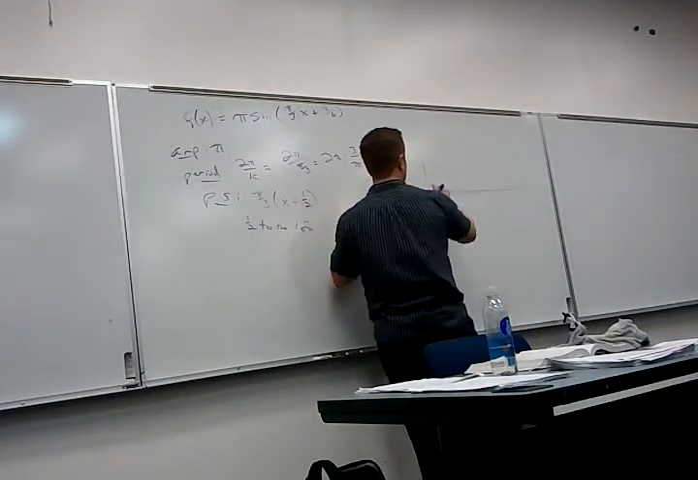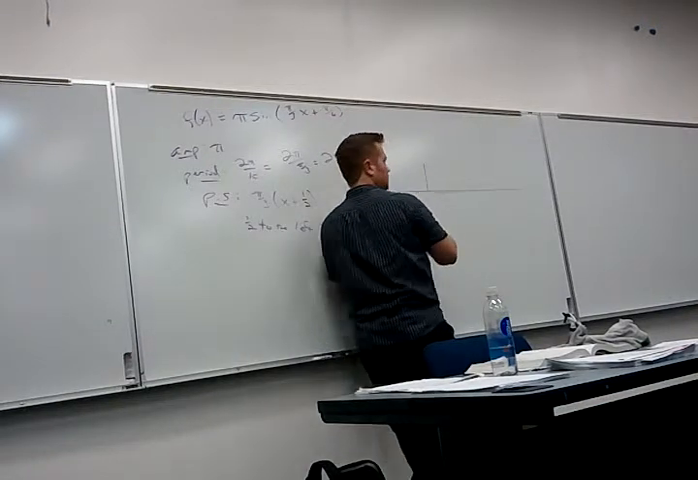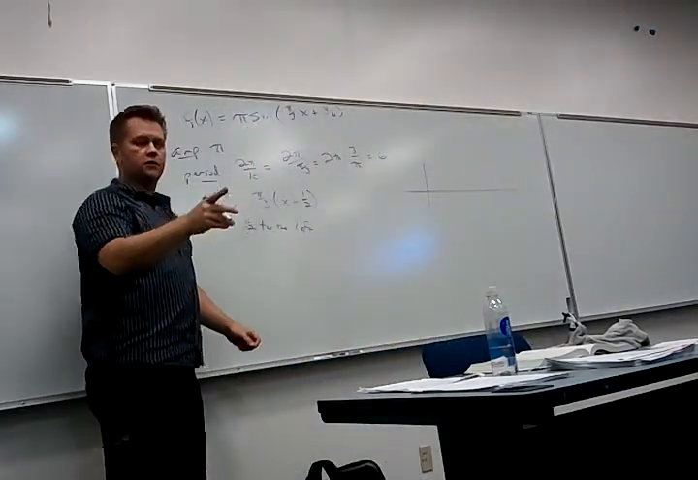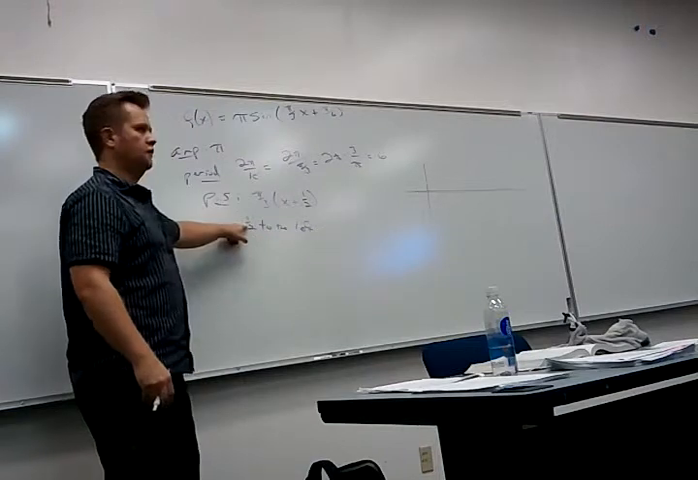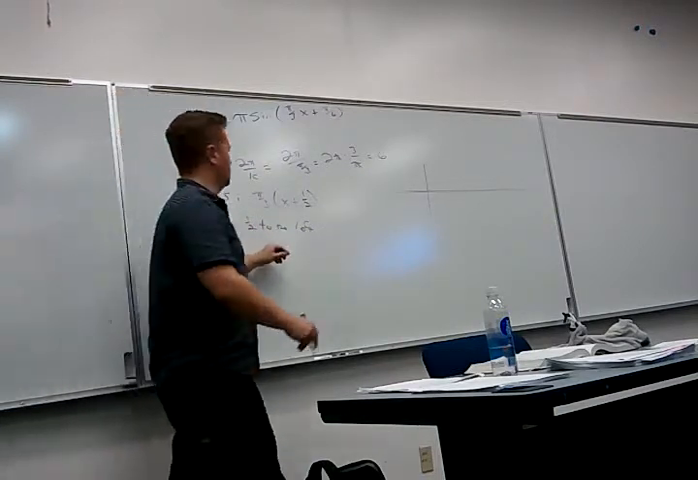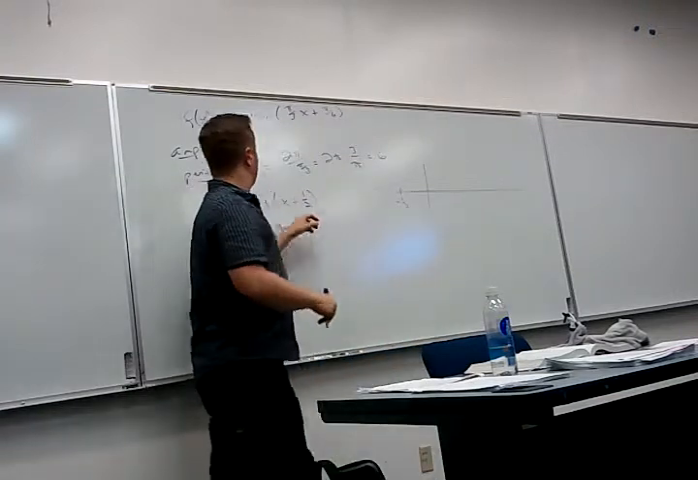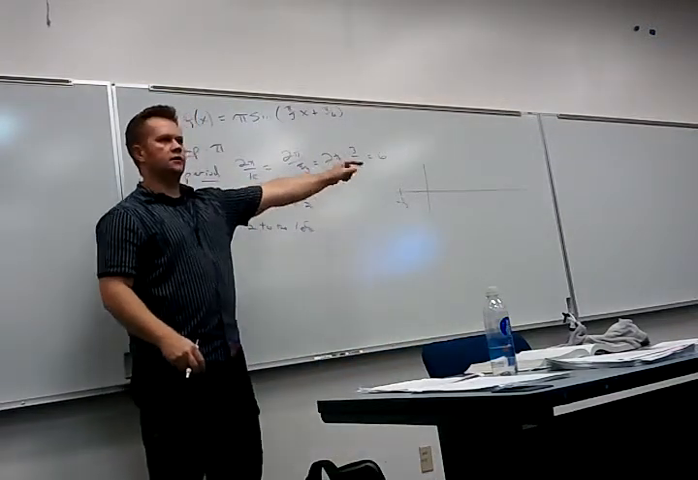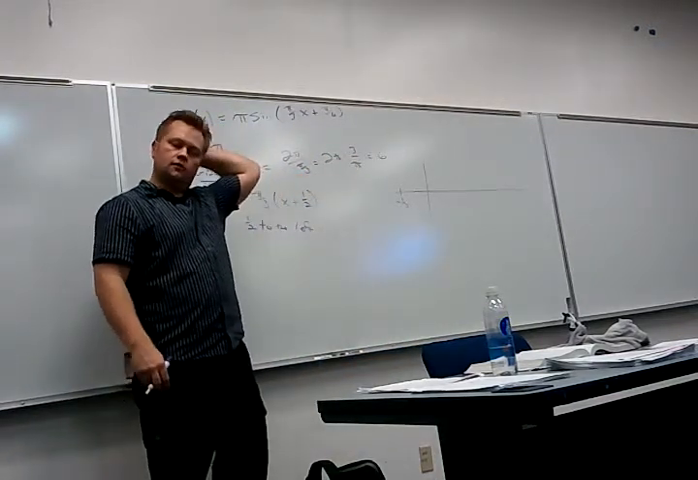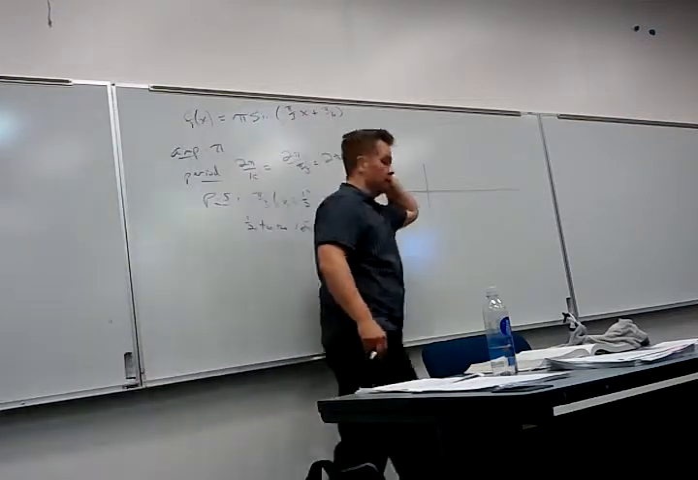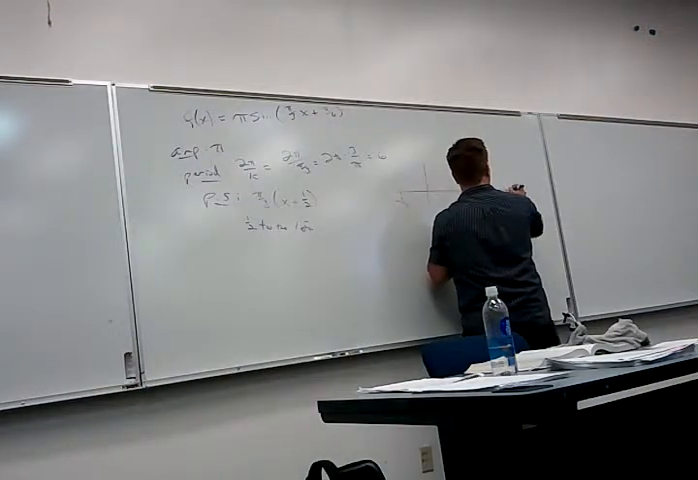Now, where's it going to start? Normally it starts at 0. The phase shift took us back by a half, so it's going to start at negative 1/2. And the period is 6, so where am I going to end? 11.5.